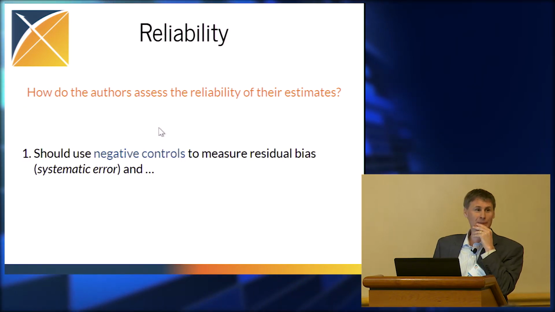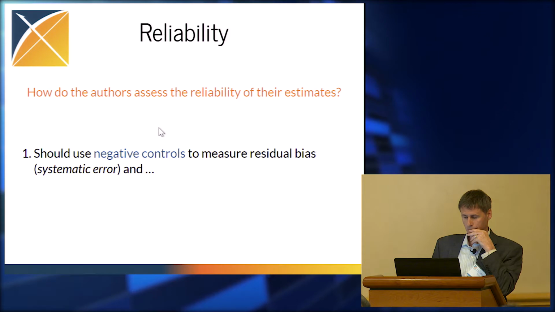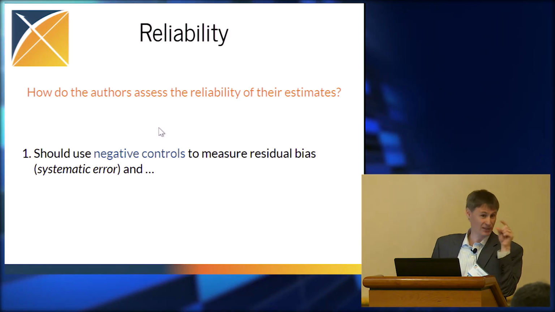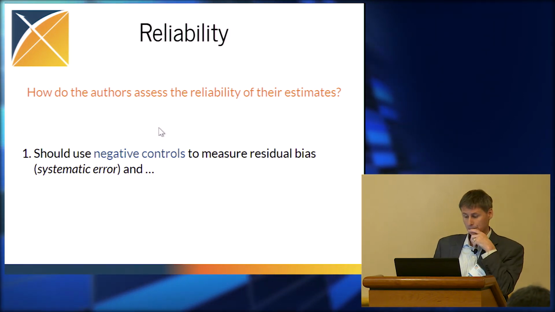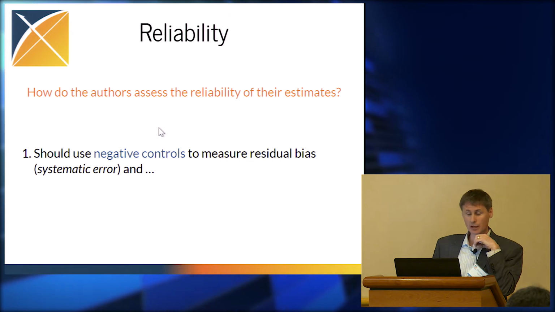What should they do? For the outcome for ischemic stroke, they provide the positive rate. They have some confidence intervals, right? And we'll be talking a little later about the use of negative controls to measure residual bias.